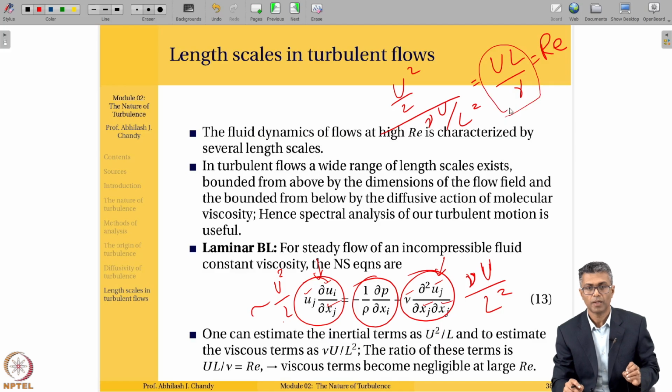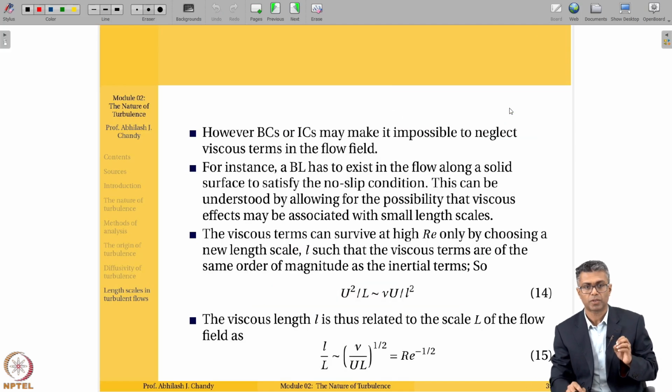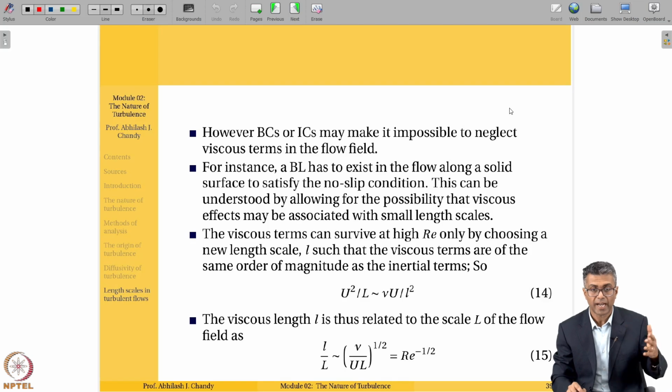Okay. Now that is all good, but then when you think about high Reynolds number, a Reynolds number is the ratio of inertia over viscous. So at high Reynolds number, we tend to think that the viscous effects are negligible. So they can be neglected possibly. However, the boundary conditions and initial conditions of the flow might not allow us to do that.